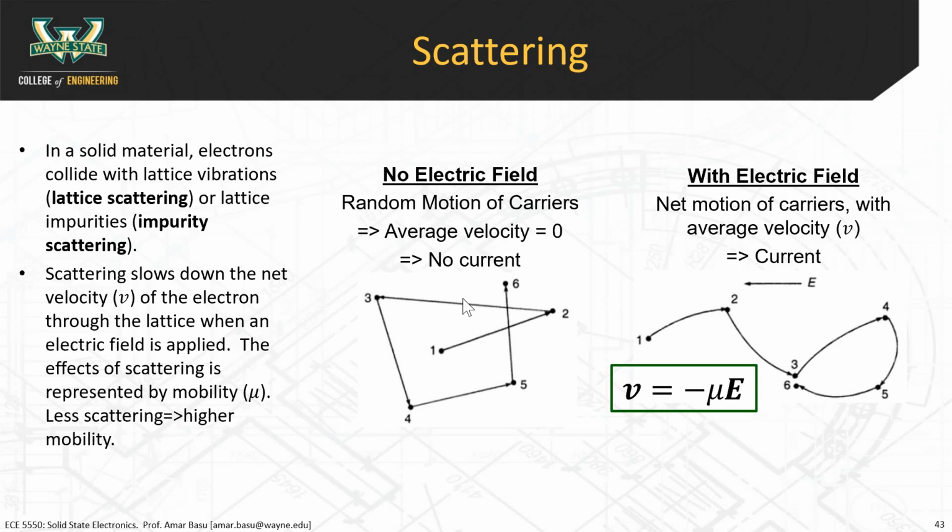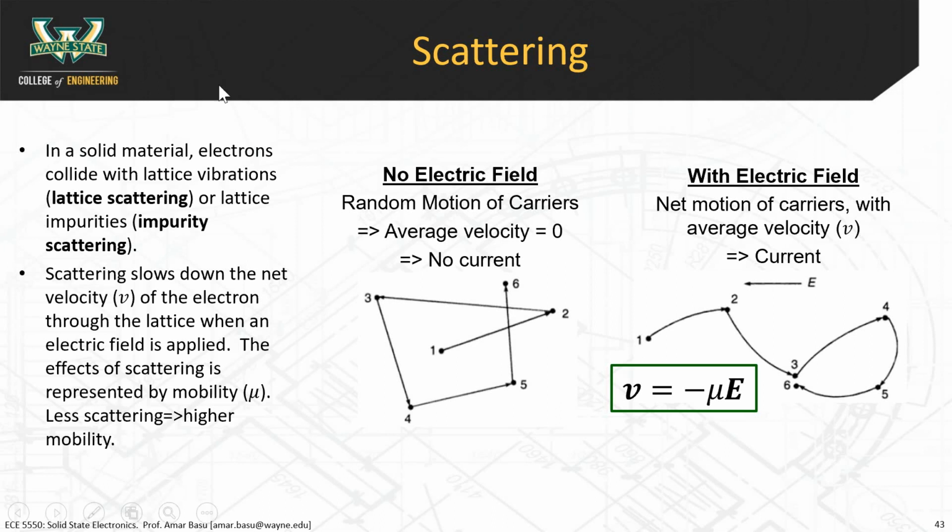Let's talk about what's on this slide here. In a solid material, electrons collide with lattice vibrations. That's called lattice scattering. Lattice impurities cause what's called impurity scattering. We'll have one slide on each of those, so I'll talk about each in turn. But what is scattering? It's when electrons collide or deflect.